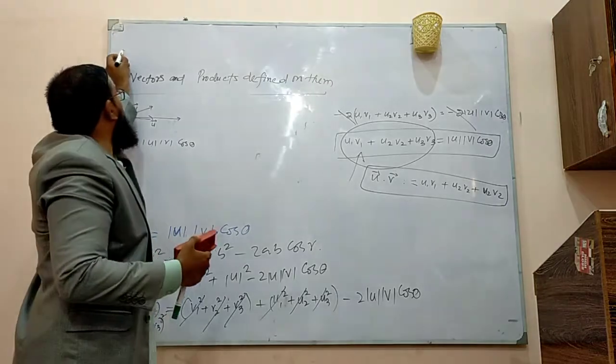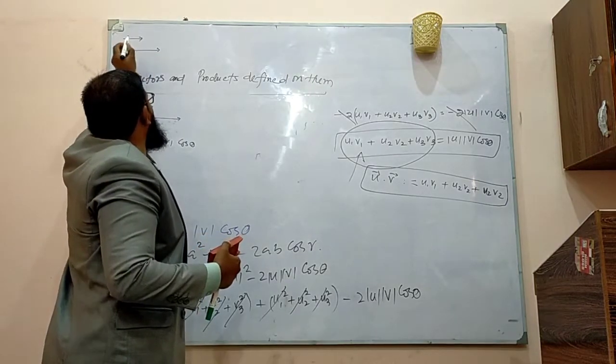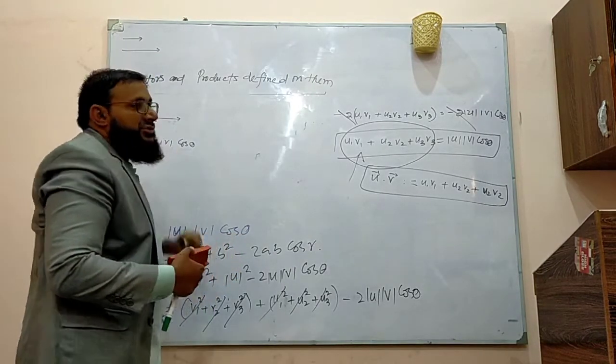Parallel can also mean this is vector u and this is vector v. And what is the angle between these two vectors?